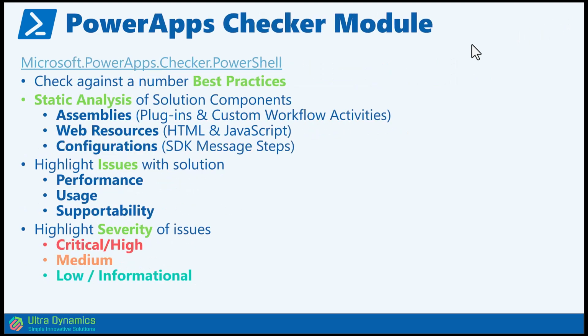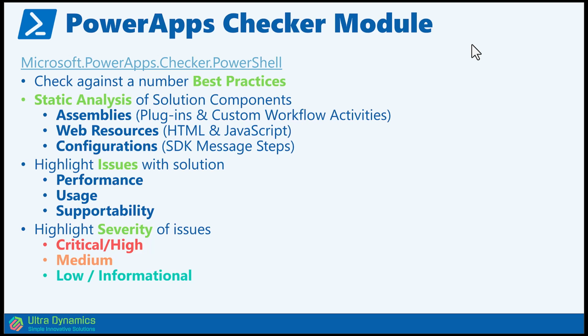In addition to the main Power Apps Admin module, there are also other modules available which help with the automation of specific tasks. The Power Apps Checker module allows you to analyze your exported solution. This process checks your solution against several best practices. The checker will not only analyze your configuration, but also check your plugins and web resources. It can highlight a number of issues with your solution, so you can make an informed decision whether to proceed with your solution deployment or fix the issues before proceeding.